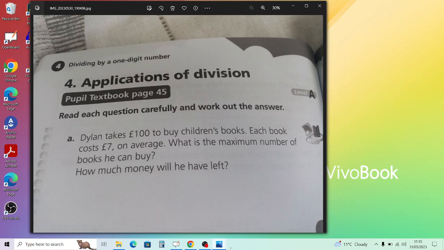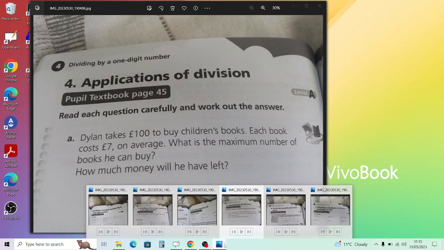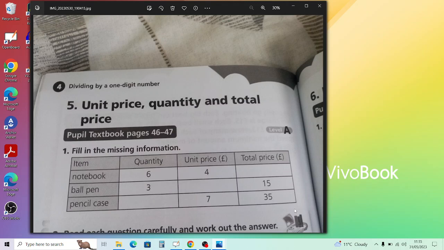And then moving on to question 5, which is called unit price, quantity, and total. So that's this one here. Fill in the missing numbers. So if there's 6 quantitative notebooks and 3 ball pens, how many pencil cases? Okay, they're working out. So we need to go along the rows to work these out. So how have they done? Fill in the missing information. 6 quantity and 4 unit prices, 7 total price.